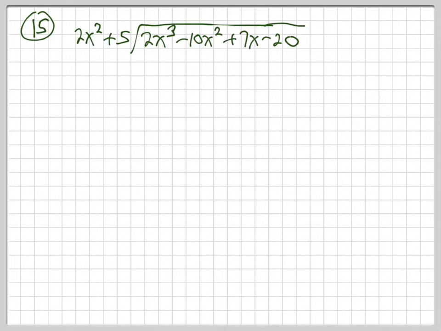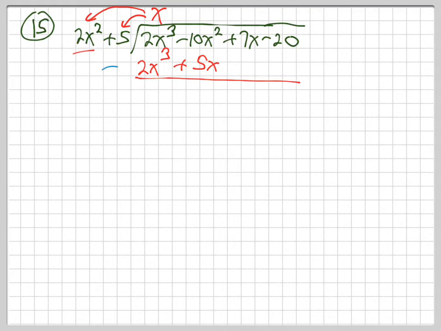Okay, here's the deal. These are kind of tricky. You've got to put up here whatever will multiply the front to match that guy. So what times 2x squared will match 2x to the third? x will, right? So let's do it. So that x is going to multiply both these. x times 2x squared is 2x to the third. x times 5, 5x. Draw your line, and now we're going to subtract.